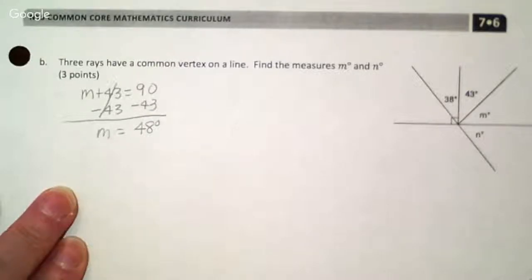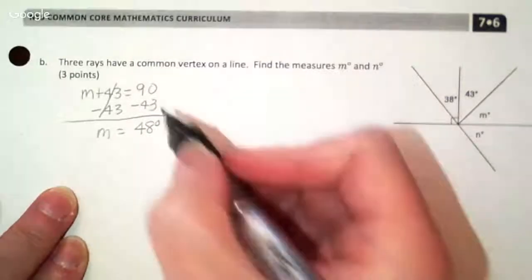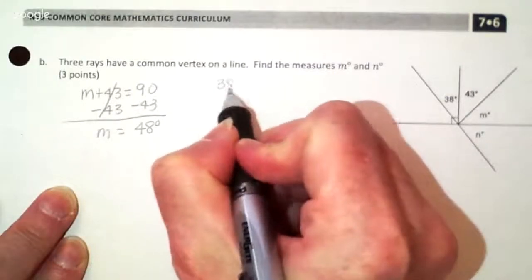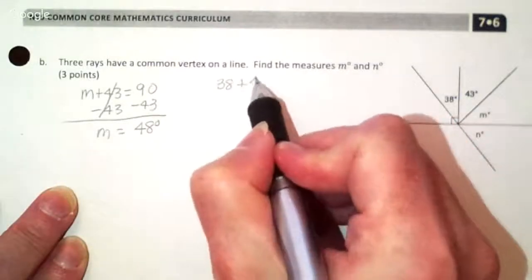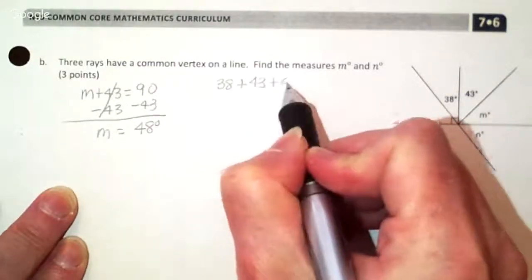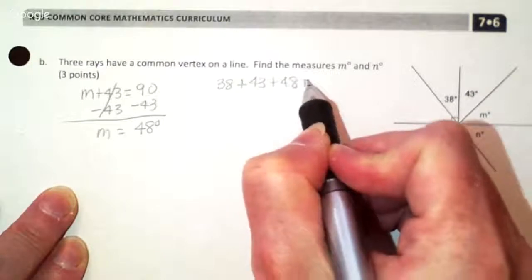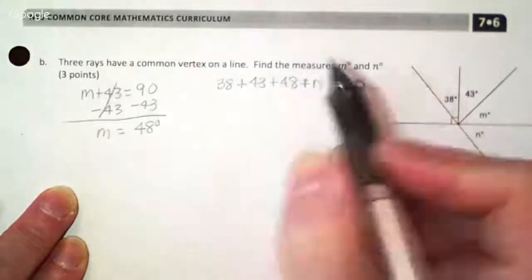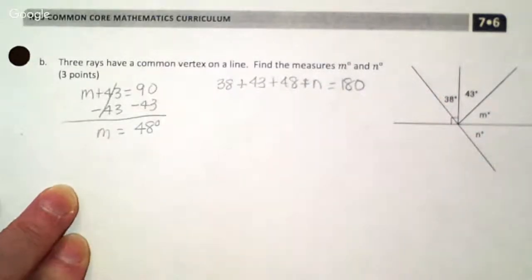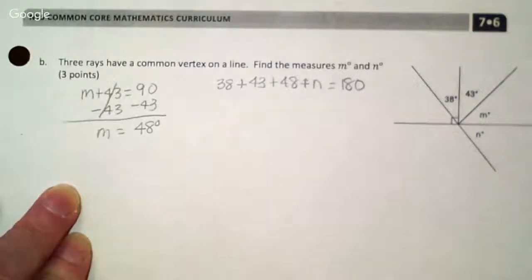And then I would say that because the rest is an angle on a line, I would say 38 plus 43 plus 48 plus n equals 180. So these three added together, and again, guys, don't be afraid to use your calculators. 38 plus 43 plus 48 equals 129.